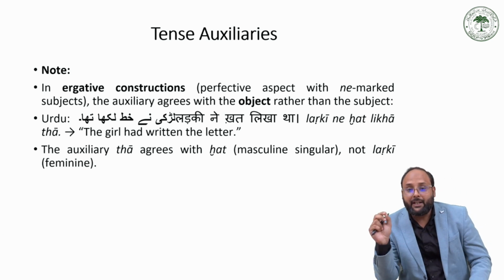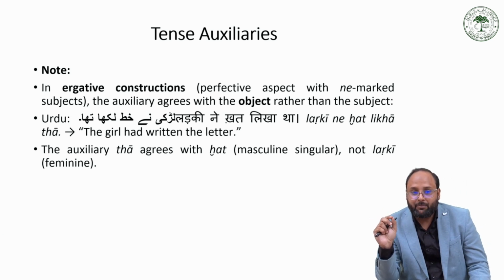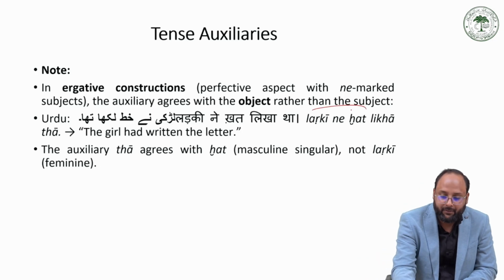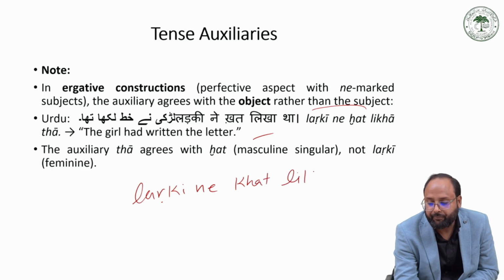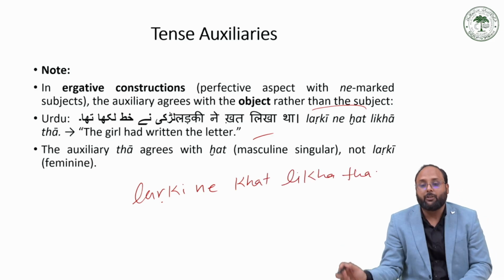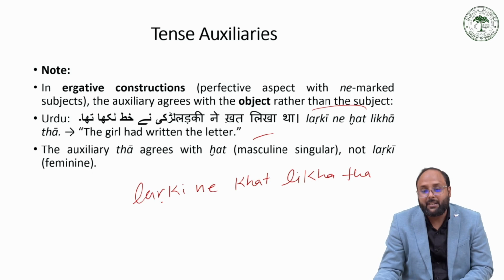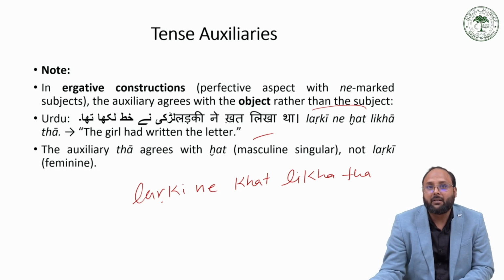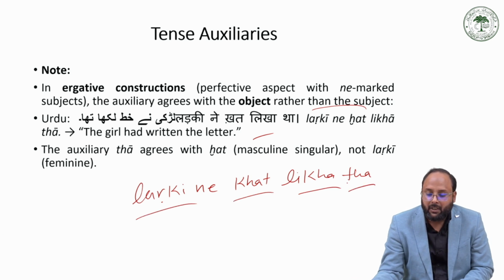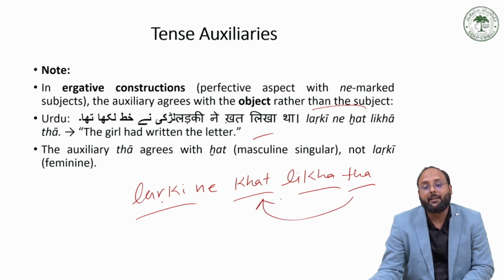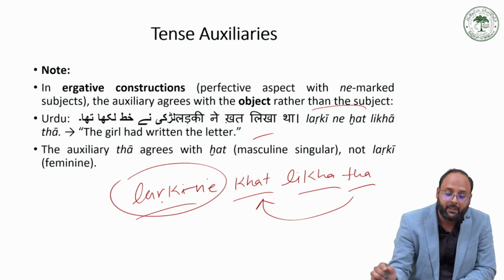So note that in ergative construction, which we have discussed, with the perfective aspect and the ne-marked subject, the auxiliary agrees with the object rather than with the subject. Like लड़की ने खत लिखा था. So in this case, tha agrees with खत. लड़की ने खत लिखा था या लड़की ने चिट्ठी लिखी थी. So it agrees with the object, not with the subject, because the subject is marked with the ne.